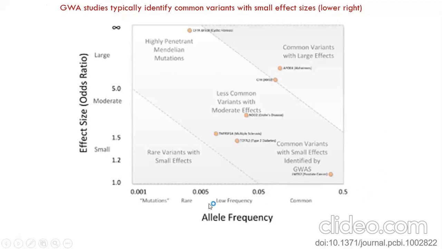If you look at the spread of that, you are looking for highly penetrant Mendelian mutations. It's fine, they are common. Common variants with large effects, and rare variants with small effects, where the frequency is very low. But mostly the genome variant studies will give you data that is very common in this corner, this quadrant. Common variants with small effects identify GWAs.